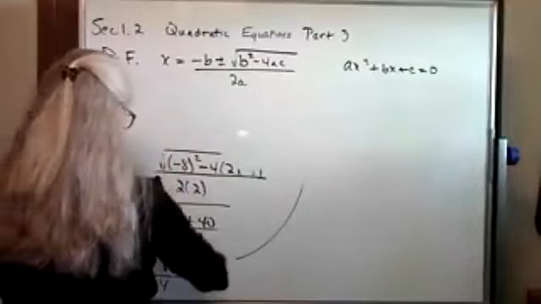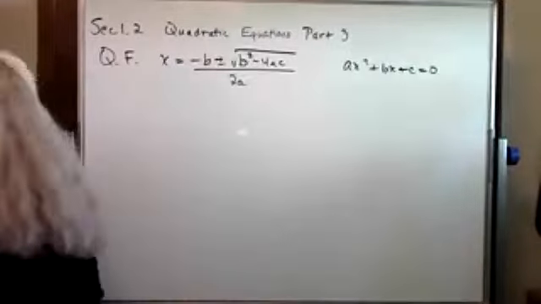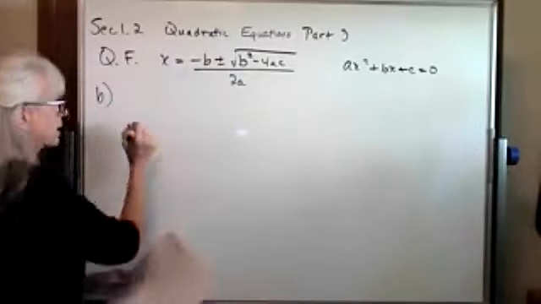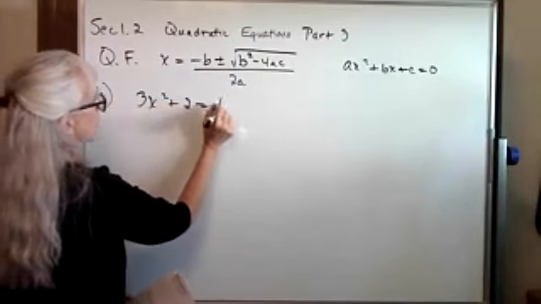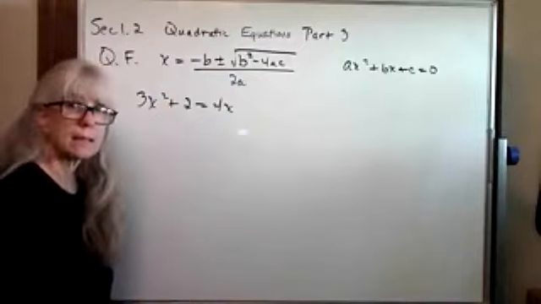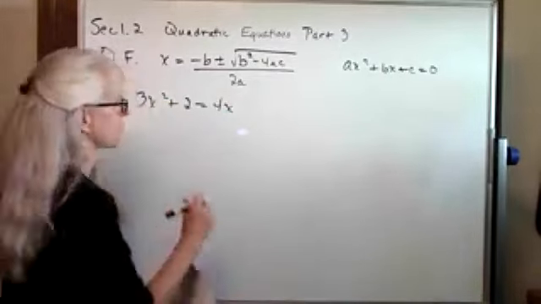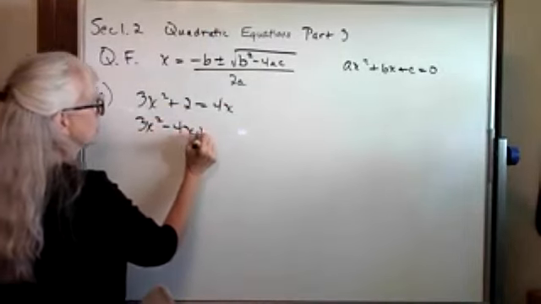This is example B. Part B says a quadratic equation, this time is 3x squared plus 2 equals 4x. The first thing to notice is it's not in standard form. In order to pull out the A, the B, and C correctly, we need this in standard form. So I'm going to move over that 4x, making sure I put it in the middle.